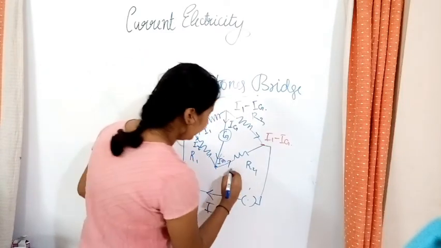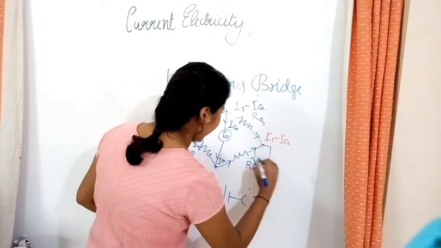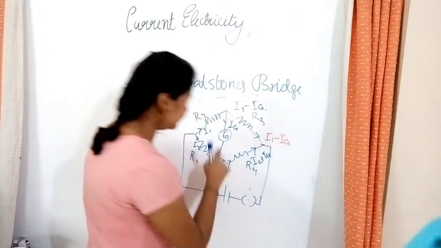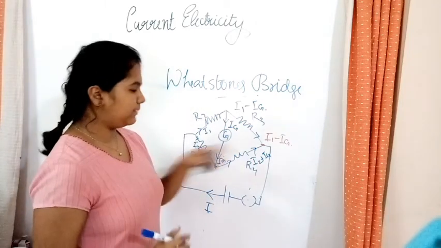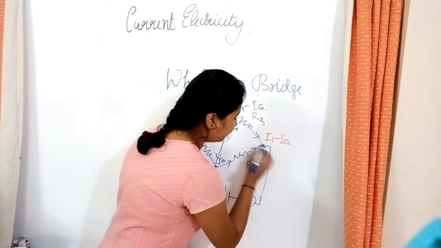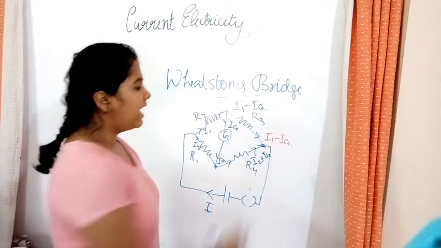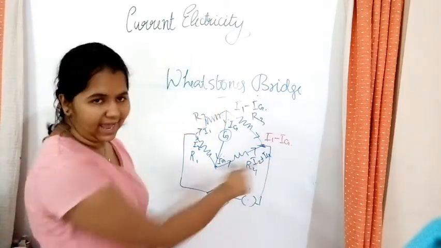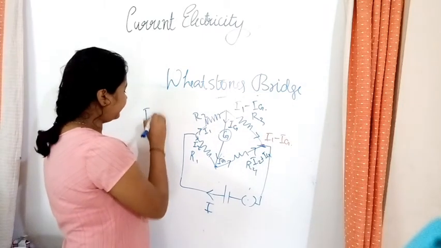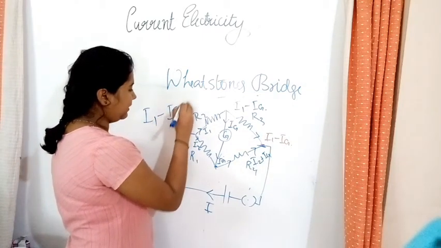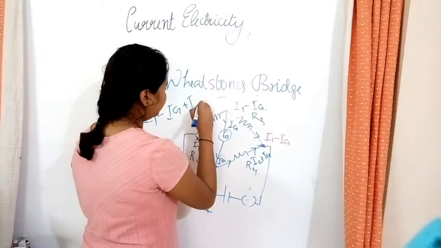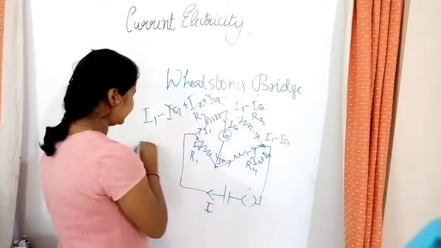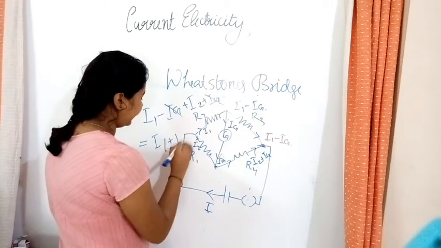How will it move? It will move like this as I2 plus Ig. Am I right? This is I2 plus Ig. It will move like this, and this would come over here. Okay, and these two will add up and move like this. So we'll add these two. I1 minus Ig plus I2 plus Ig is equal to what? Ig gets cancelled. That is I1 plus I2.